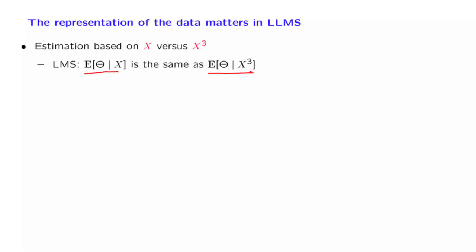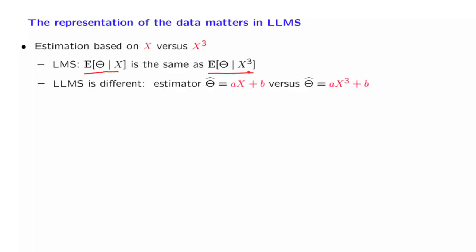What about the linear case? If we restrict to linear estimators, then on the basis of x, you would form a linear estimation of this kind. But if your observation is in the form of x cubed, then a linear estimator would form a linear function of x cubed.